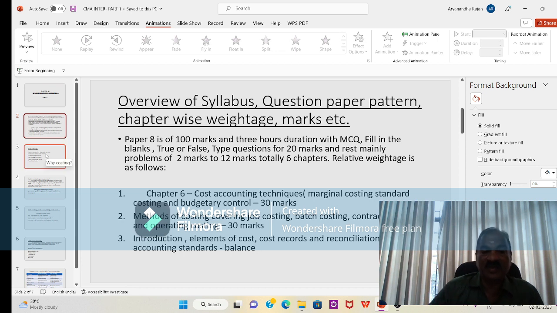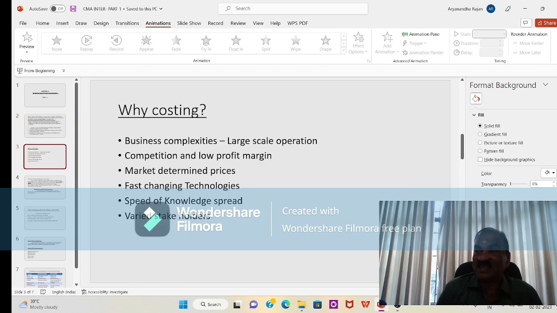Chapter 1, so we have seen the paper pattern, the mark, weightage, etc. Then you have to analyze or you have to generally understand why costing is important or why costing. Everything, for all questions or all problems, you can study by analyzing WWWH. WWWH is a technique to write answers for any question.